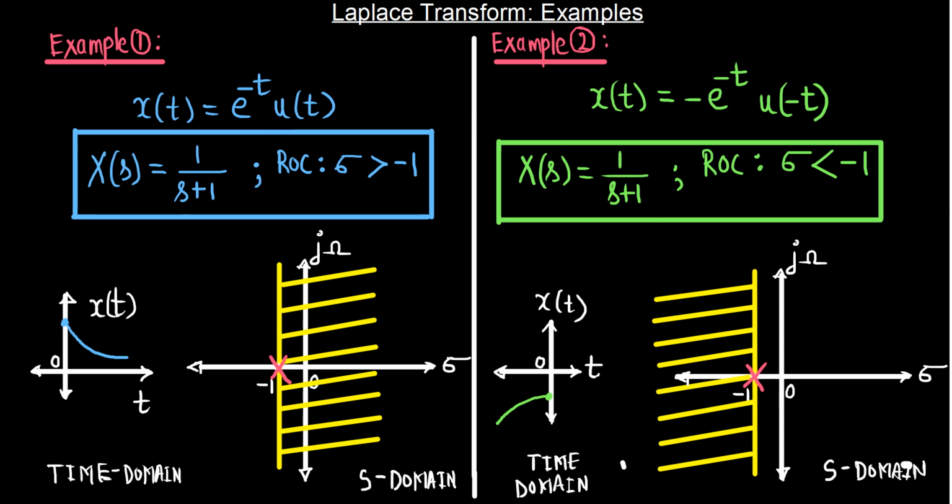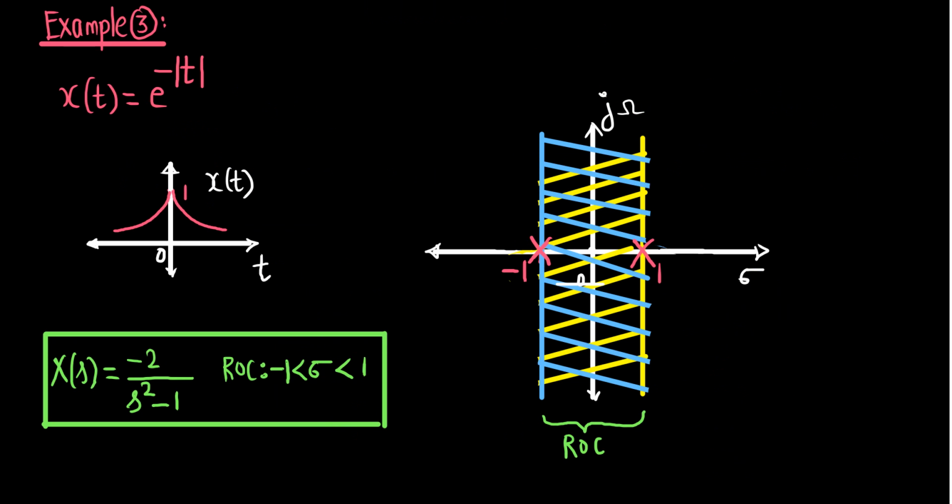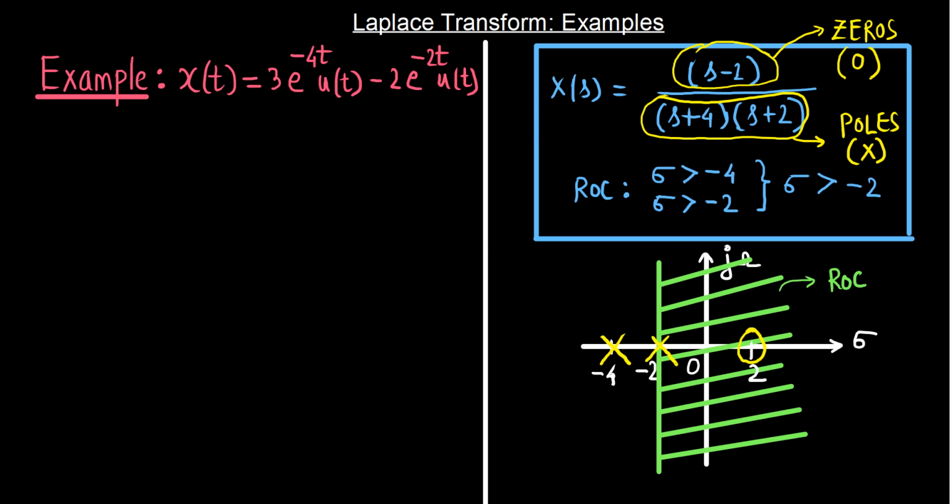You may see from the first example and the second example that the strips are parallel to the j omega axis. This is due to the fact that the region of convergence depends on the sigma factor, that is the real part, and not the j omega or the imaginary part. Therefore, this region is in fact a strip that is parallel to the j omega axis. You may see that from all the examples that we have seen so far. So let's write that observation.